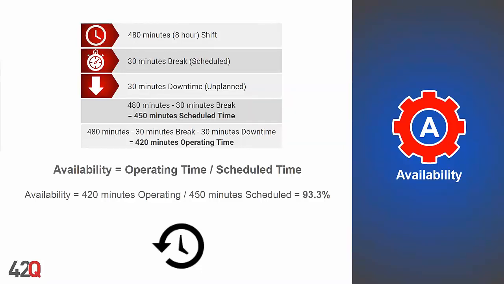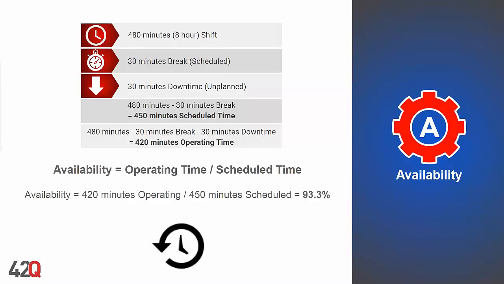All right, so to get our scheduled time, we're going to take the entire shift time of that 480 minutes, and then we're going to subtract any planned downtime. So this could be breaks, it could be planned maintenance, anything like that. Any planned downtime, you're going to take away from your scheduled time.